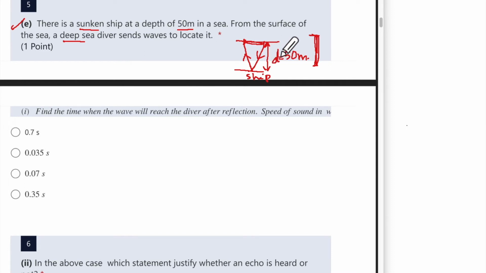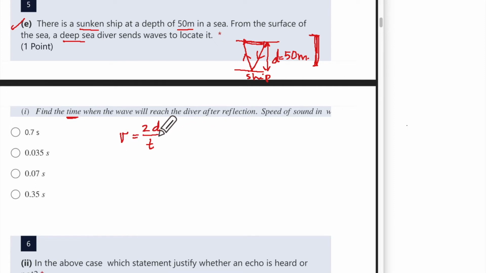So how much is the total distance? Total distance is 2d, and the time taken will be dividing it, and our formula is V is equal to 2d upon t, correct? Now find the time when the wave will reach the diver after reflection.